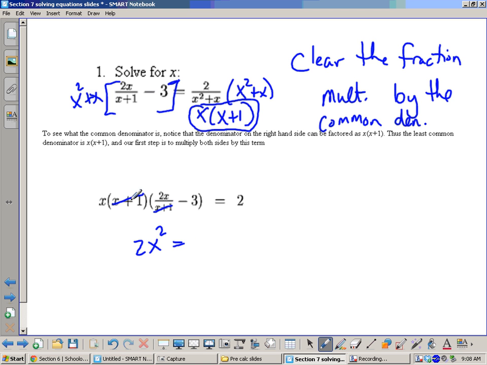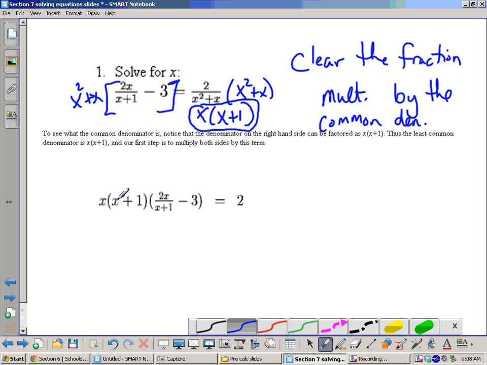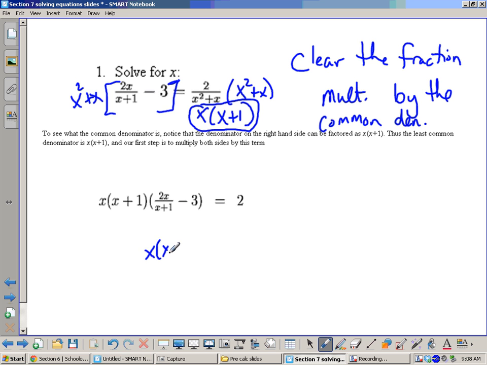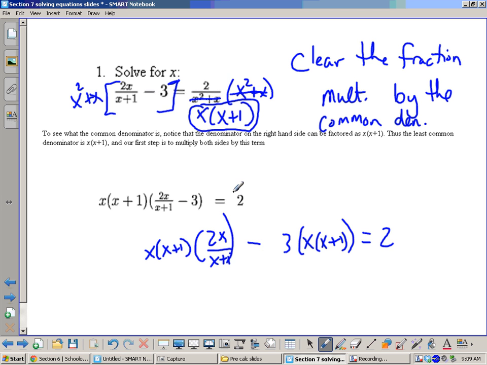That x plus 1, let me back up here for just a second. I don't want to confuse you. I may have tried doing something there, and I hate for that to confuse you. So let me back up here. We have to distribute this. So we're going to distribute this to both of these. So we're going to get x times x plus 1 times 2x over x plus 1. And then we're going to get minus 3 times x plus 1. So we have to actually multiply both by it. This side, we were able to just cancel those and get just 2.